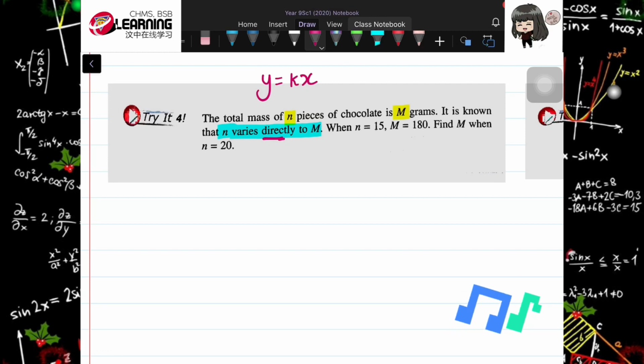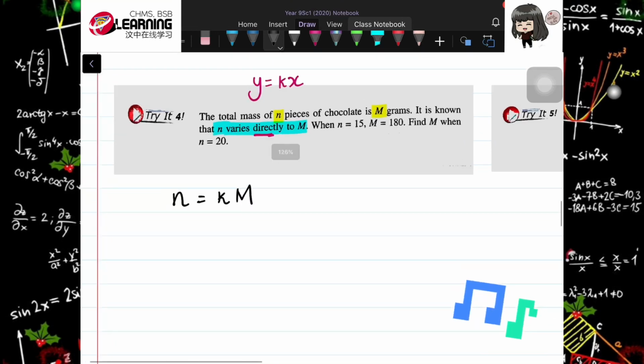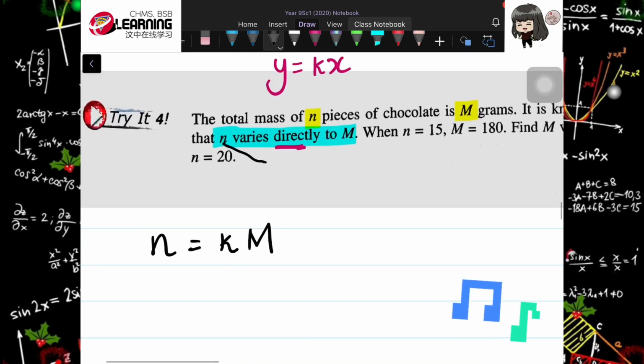But in this case, it's not y and x, it's n varies directly with m. So if we say that n varies directly with m, we can say that n is equal to k times m. So n varies directly with m, so it's n equals k times m.